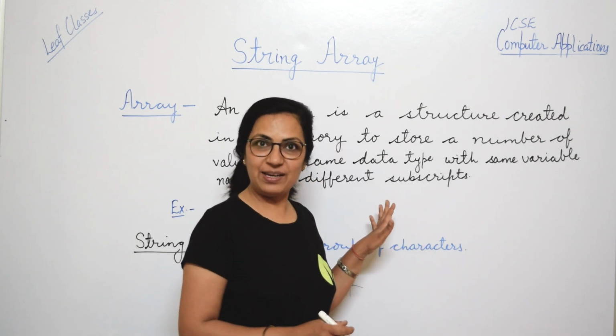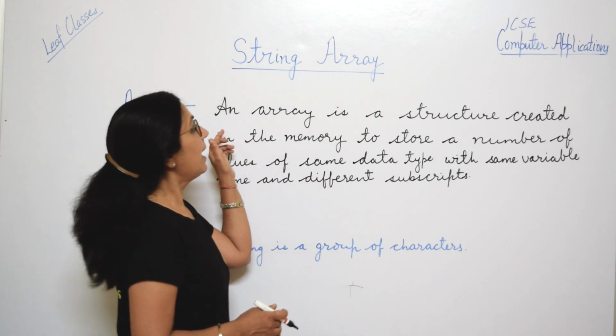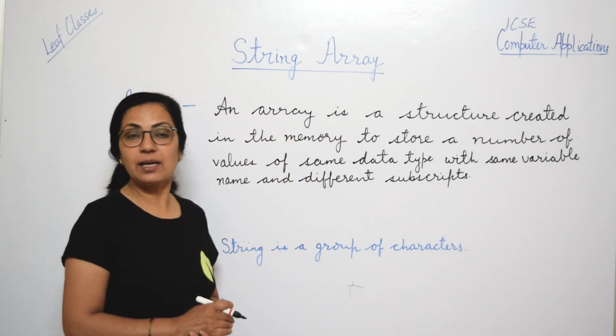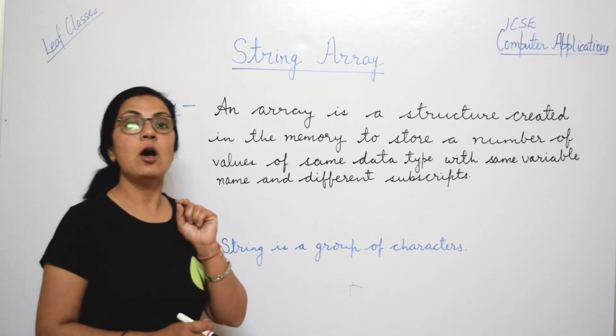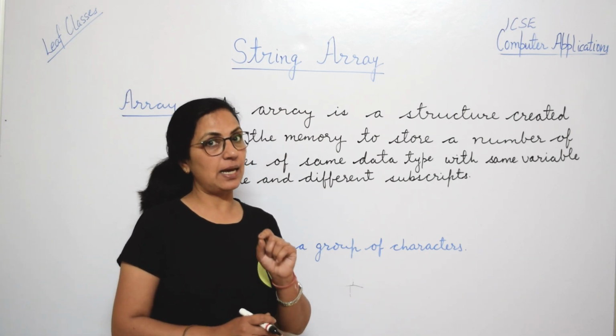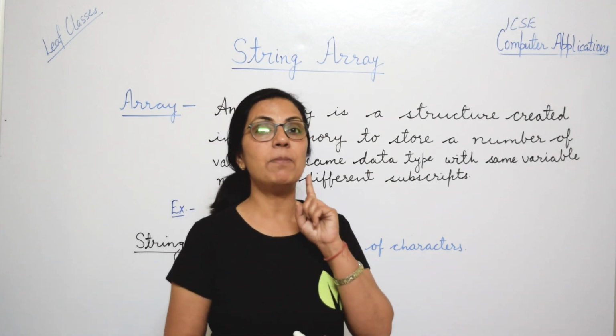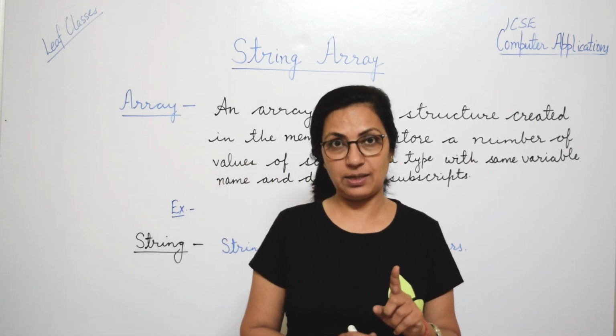Here I have written the definition of the array. Let me read it out. An array is a structure created in the memory to store a number of values of the same data type with same name but different subscript, right?